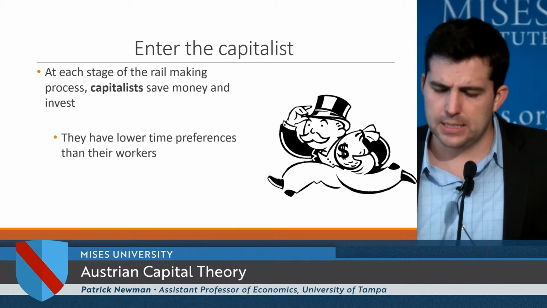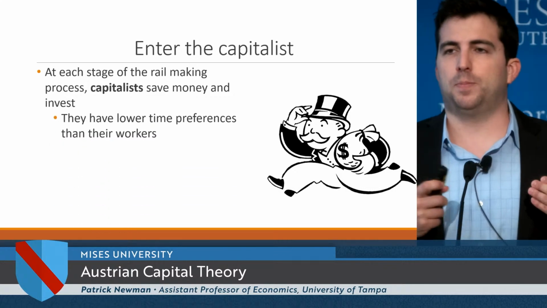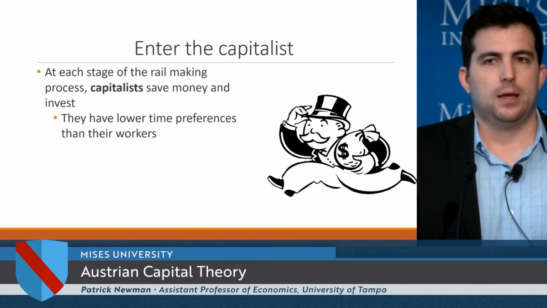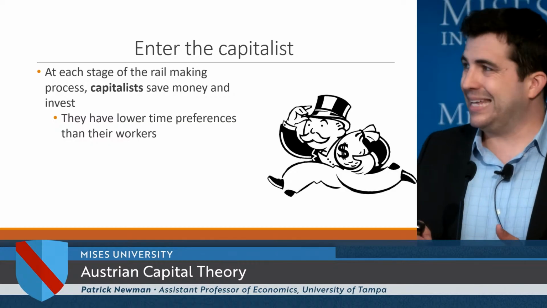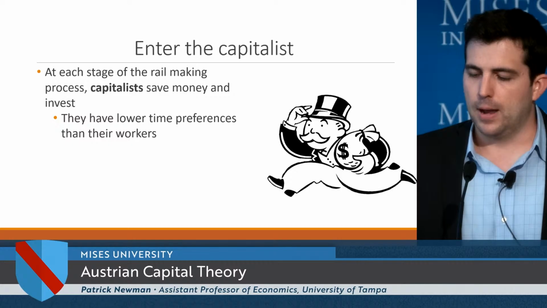So capitalists have lower time preferences than their workers because they are willing to postpone present consumption. They're willing to pay their workers now to have them produce a good so then they can sell that good in the future and make more money, right?